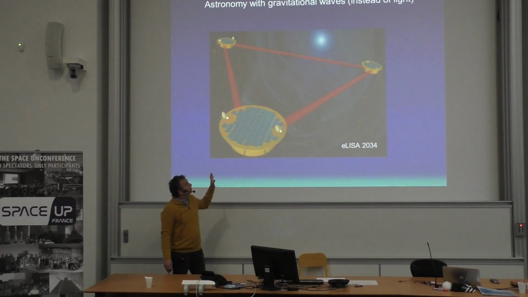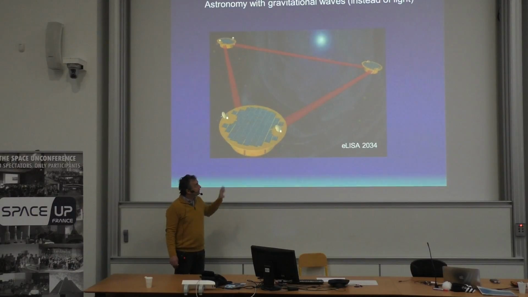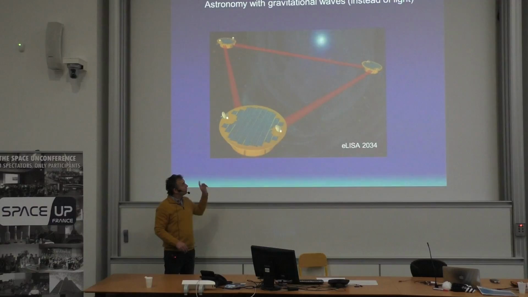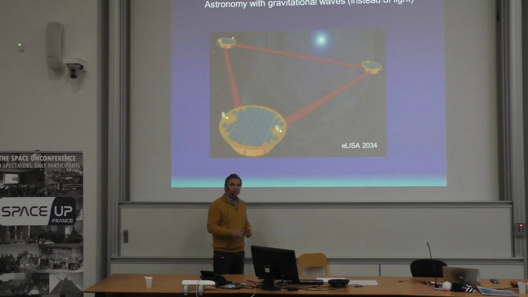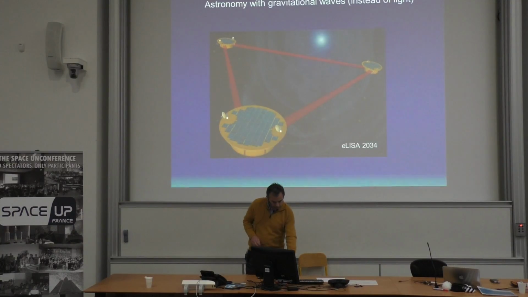So this artistic view shows that with 3 satellites in the solar system that are in fixed position with respect to each other, and interfering with laser, a very precise methodology, we will do the detection of the gravitational waves coming from the black holes that are in binary assembly, turning around each other and going to merge someday. And probably many other objects that we have not seen right now.